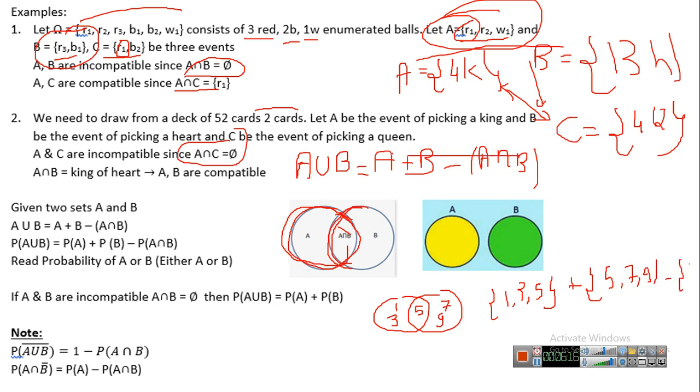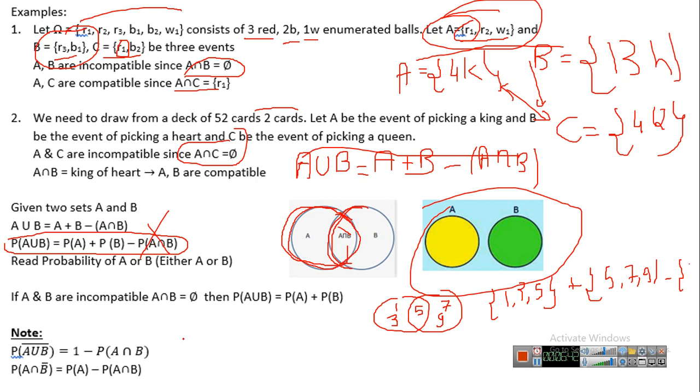So that's why we say P of A union B is P of A plus P of B minus P of A intersecting B. And if they are incompatible, we don't have an intersection, so P of A union B, like in this picture, will be P of A plus P of B. So P of A union B, getting A or getting B, event A or B, is P of A plus P of B minus P of A intersecting B.